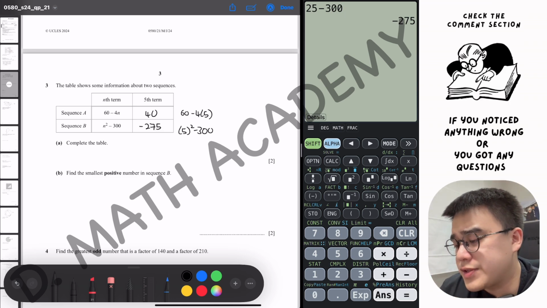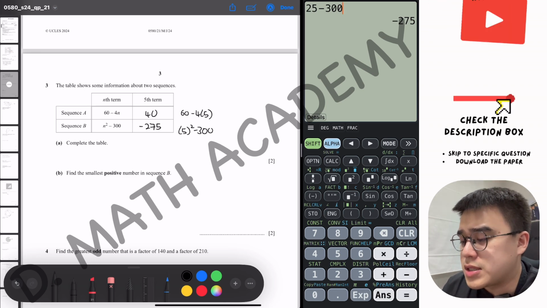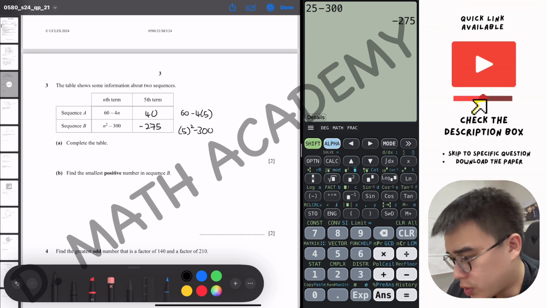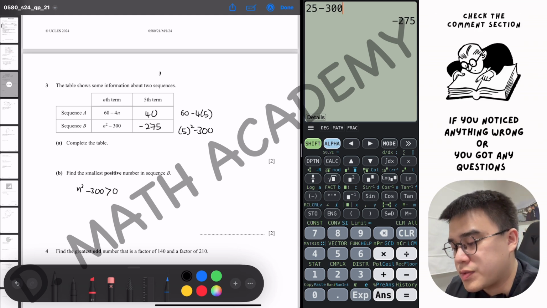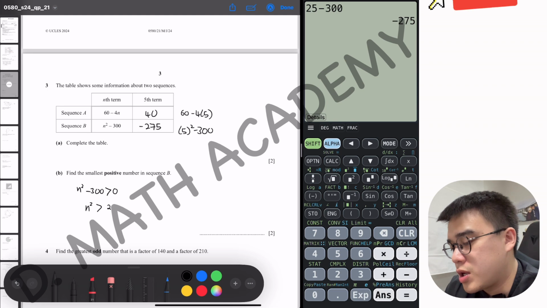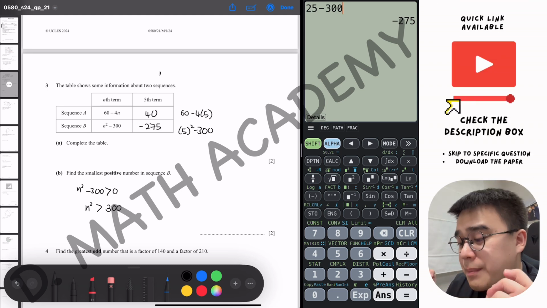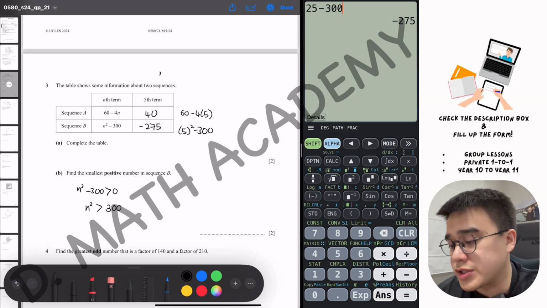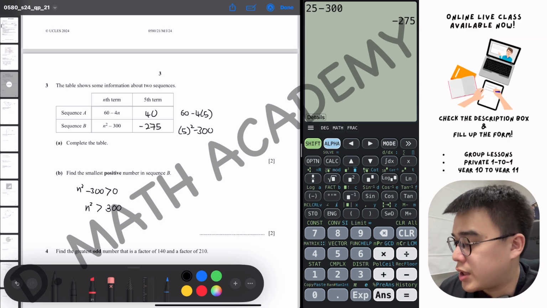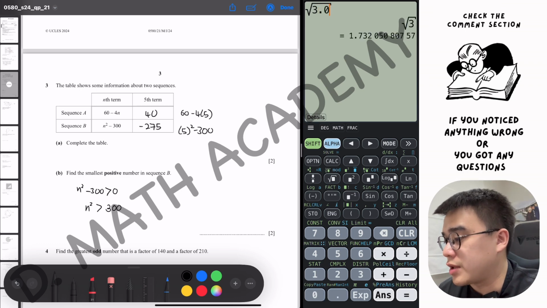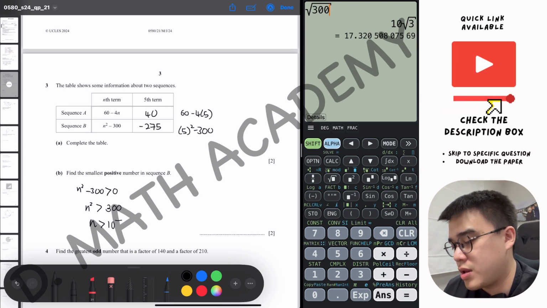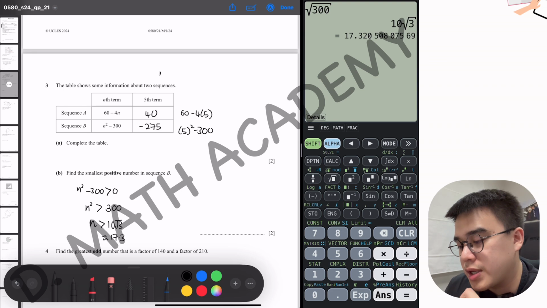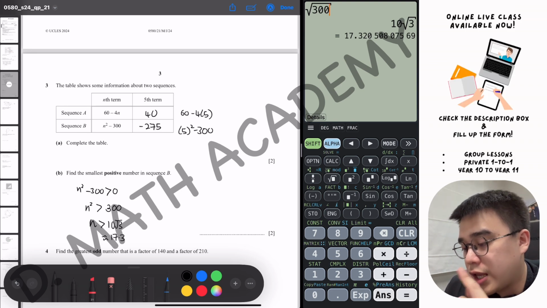Then the next one is asking us for the smallest positive number in sequence B. In sequence B, the result must be more than 0. This explains why it was more than 0: to fulfill the positive numbers restriction. When I key in square root 300, I get the result of n being more than 17.3. So I'm assuming it will be 18.